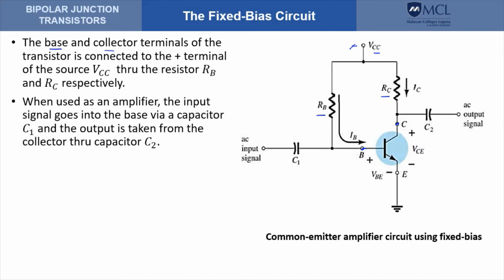When used as an amplifier, the signal goes to the base. So this is the input here. Let's say here we have an input signal. That signal goes to the base through a capacitor C1, and the output is taken from the collector through a capacitor C2. The purpose of the capacitors is to block DC signals.